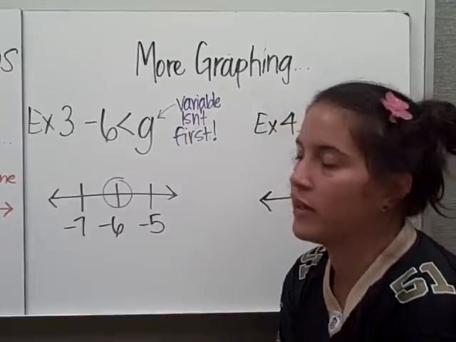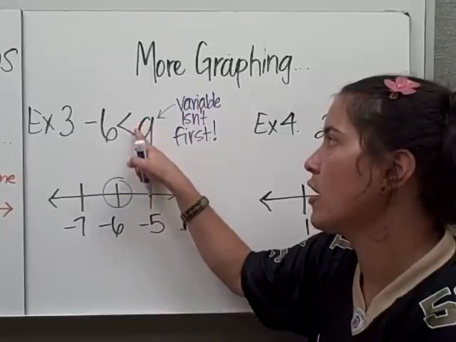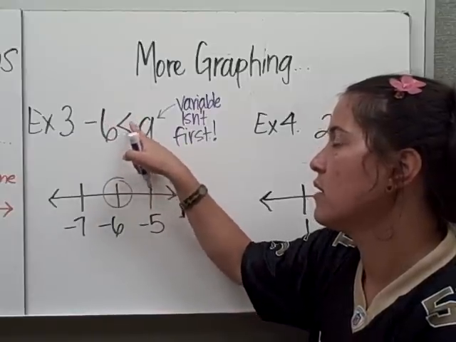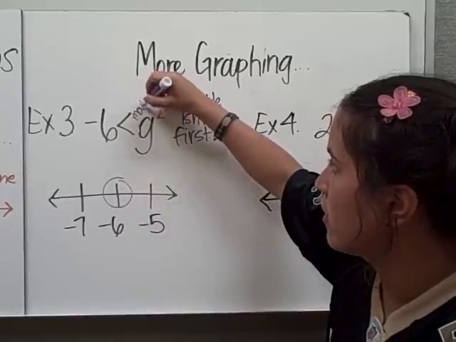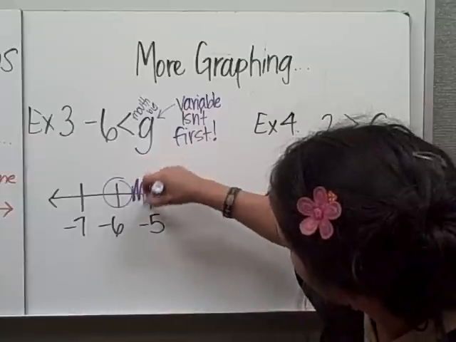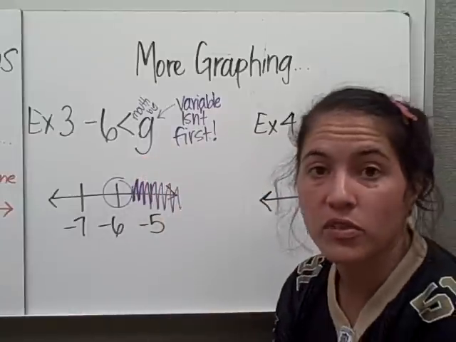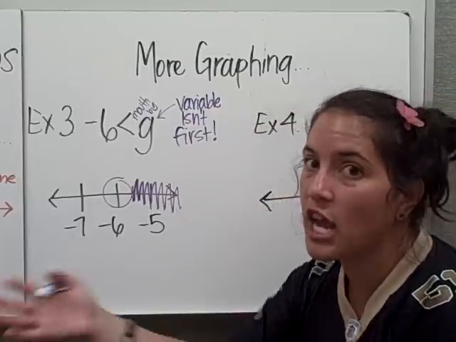And then let's look at where our variable is. Our variable is right here. Is our variable next to the open mouth, or is it next to the point? It's next to the open mouth, which means bigger. So we're going to shade to the right, to the bigger numbers. If your variable is next to the open mouth, which means bigger, then you're going to shade to the bigger numbers.